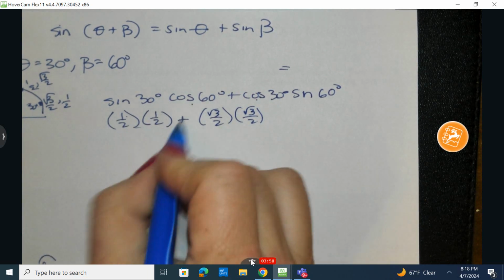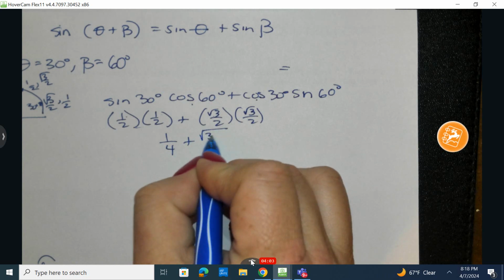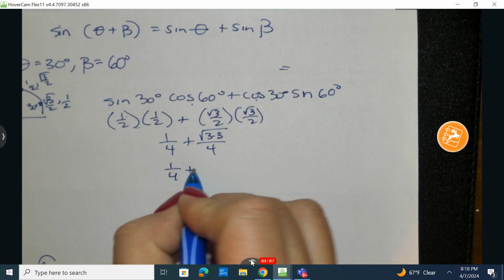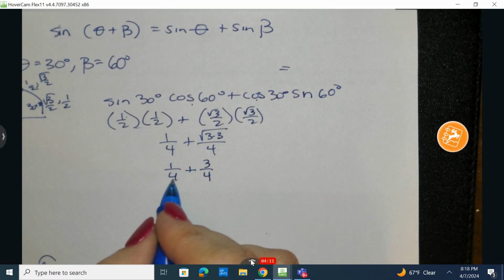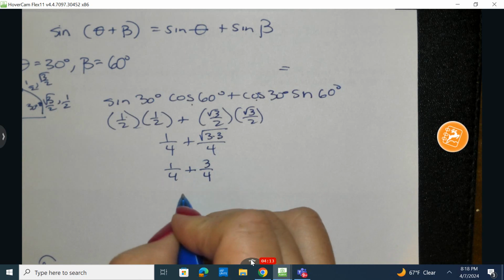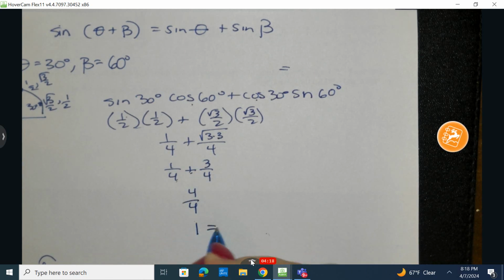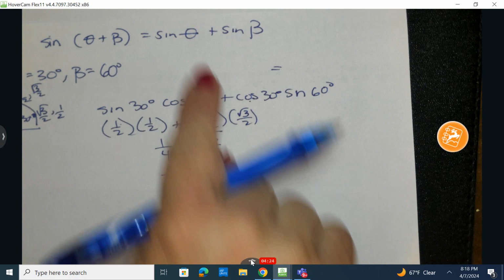So I have 1 over 4, plus radical 3 times radical 3, which is 3, over 4. So I have 1/4 plus 3/4. Now when we have the exact same denominators, we get to add the tops, so 1 plus 3 is 4, keeping the common denominator, and I have an answer of 1 on the left-hand side. Now let's check if I plug this in. Is 1 equivalent to this?